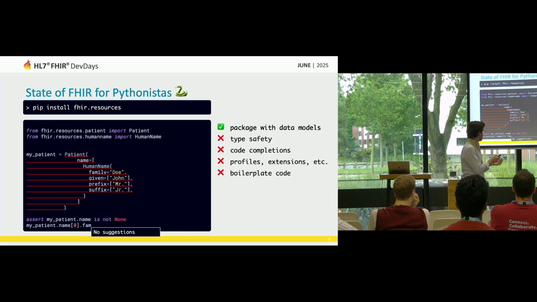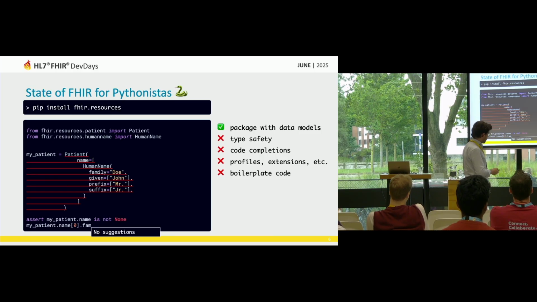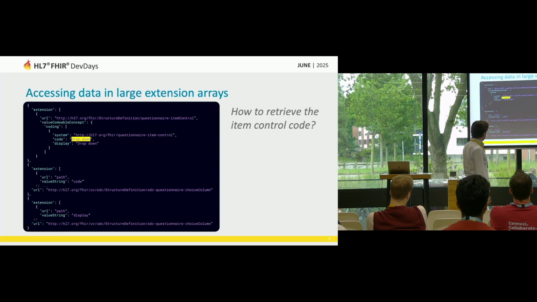Also, it's hard to extend them because in reality, we are often working with specific IGs. So you need validation for specific profiles. But only the resources are there in the FHIR.resources package. So you want to extend them, but it's hard because of the way the models are constructed there. We end also up with a lot of boilerplate code.